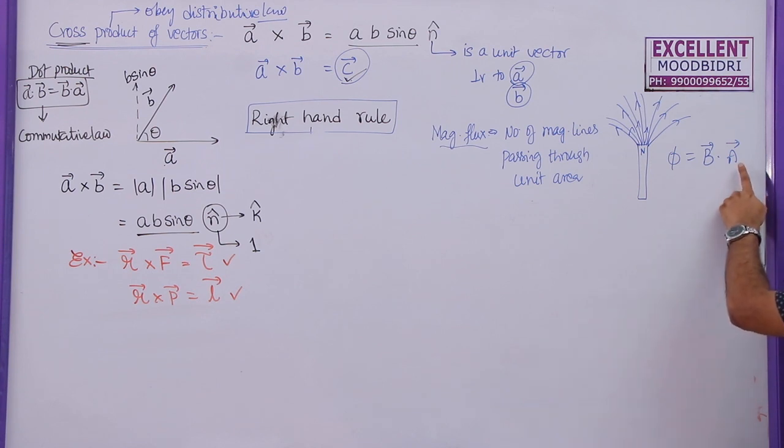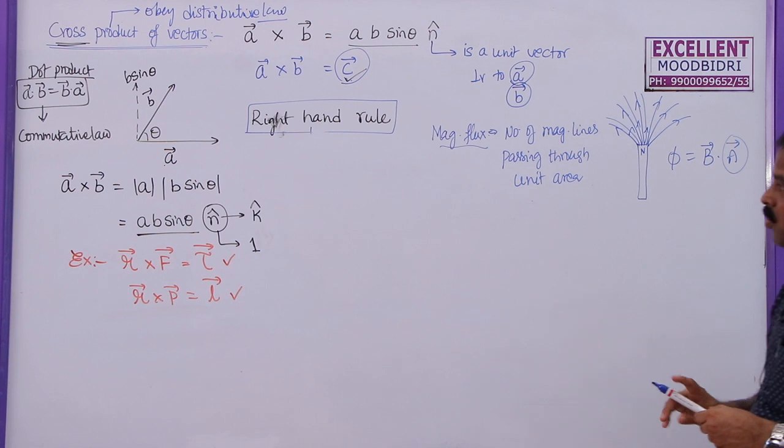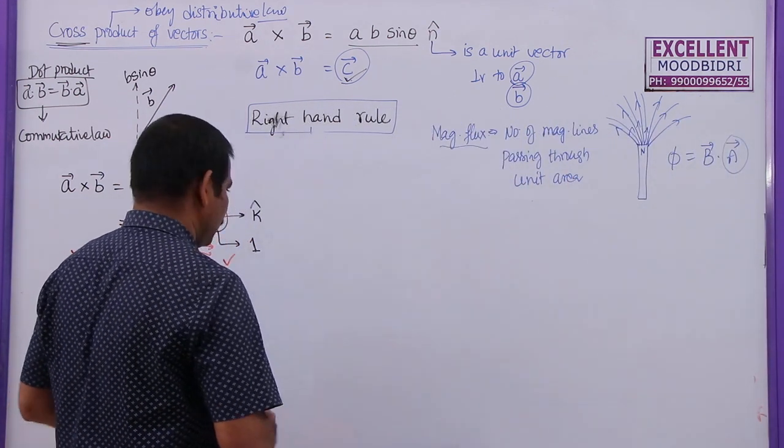This is the area vector. Till 10th class, what we have studied, we never studied area as a vector. Actually speaking, area is a vector. How can area be a vector? Let me find how area can be a vector.